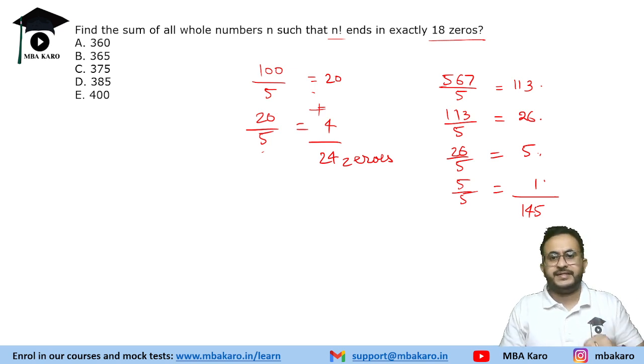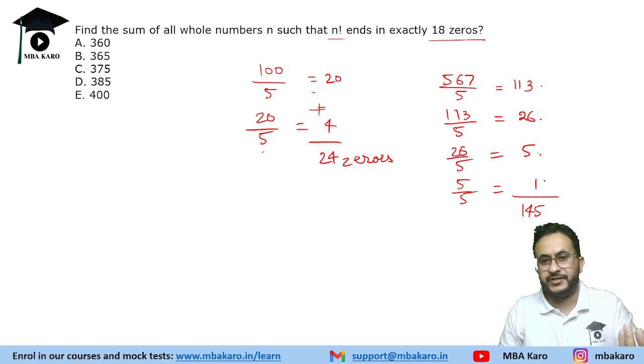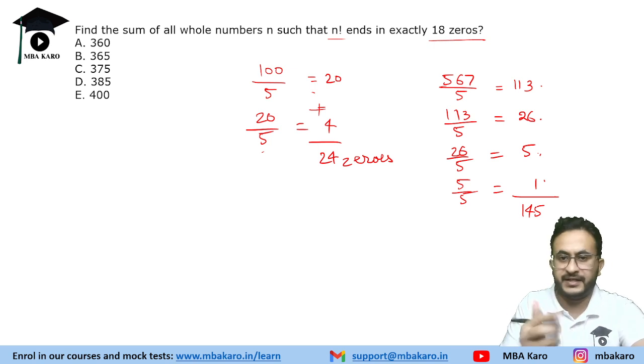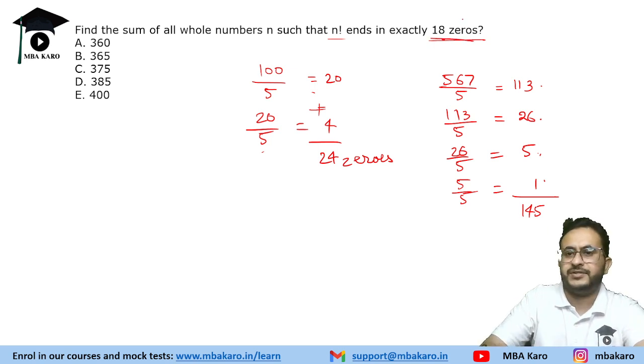Now, the thing is, how do we find that there are 18 zeros? So there is a trick. Remember that if there are 18 zeros, n would be approximately 4 times of this.